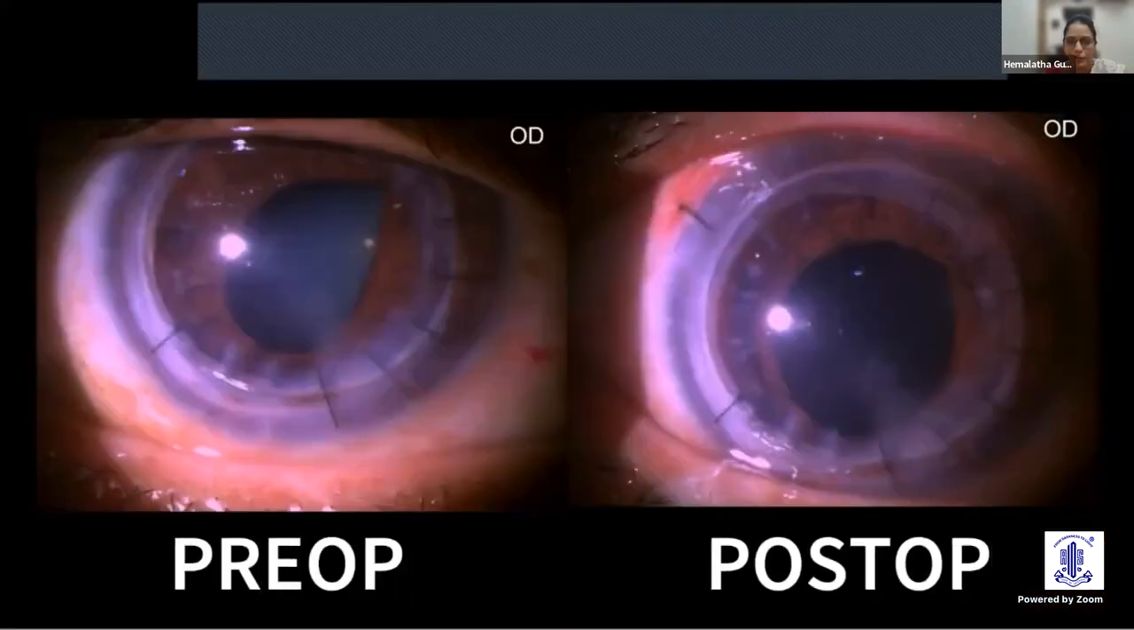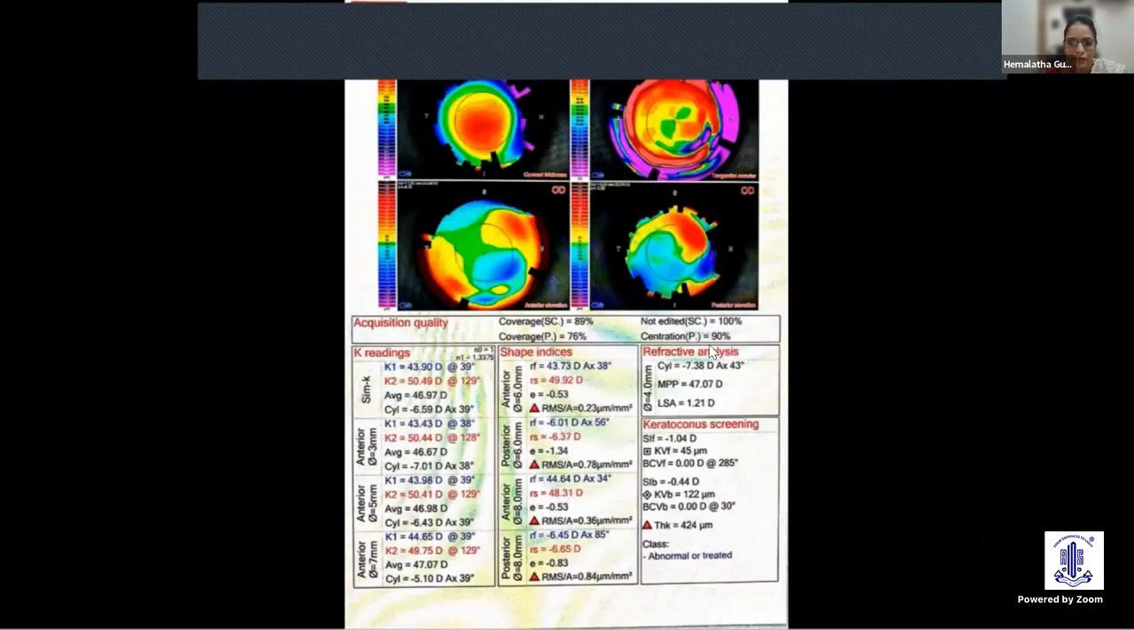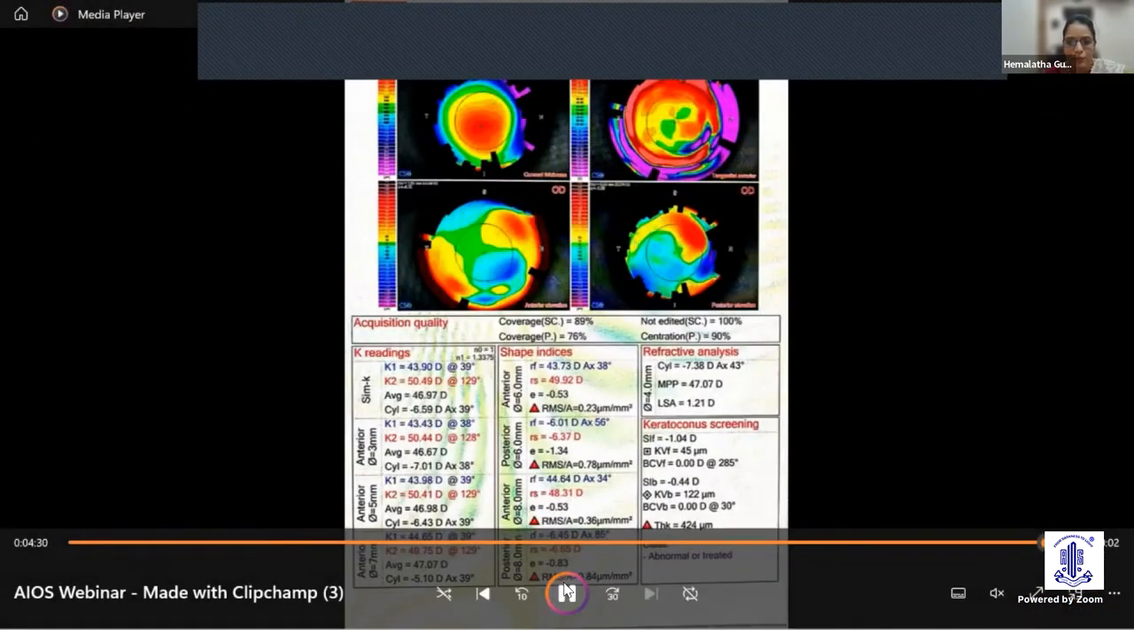So these are the pre-op and post-op pictures. On day 1, and this is the pre-op topo picture. You can see there is a -6 cylinder at 40 degrees, and in the post-operative period the patient improved to 6/9 with a -2 cylinder at 40 degrees. So that was my case. Thank you very much, madam, for giving me this opportunity.